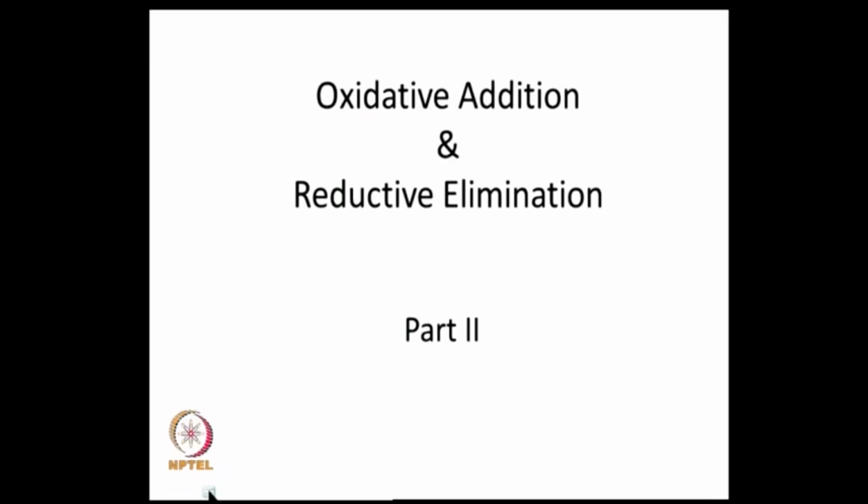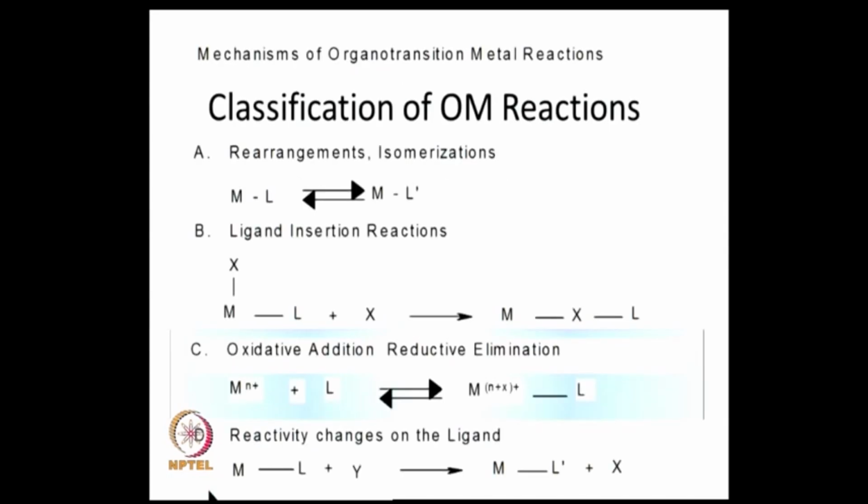Oxidative addition and reductive elimination are two key reactions in organometallic chemistry, especially transition metal organometallic chemistry. This plays a very important role, and so it is important that we spend some time understanding it and figuring out under what conditions oxidative addition occurs and how we can have reductive elimination in a catalytic cycle. So, this is the second part of the description of oxidative addition and reductive elimination. We continue where we left off in the previous lecture.